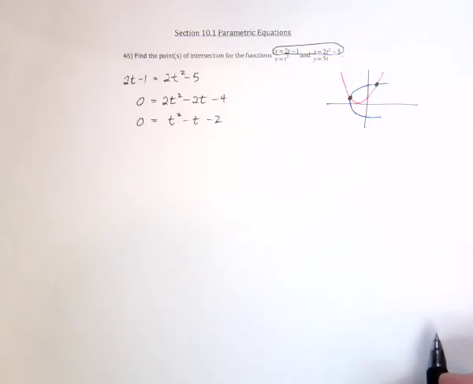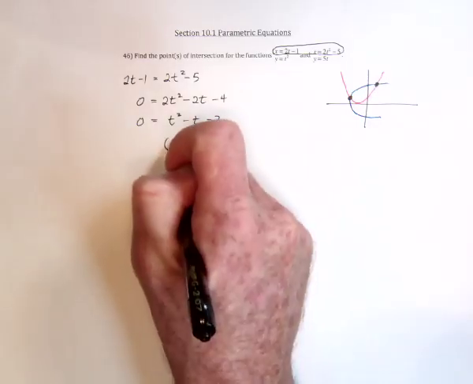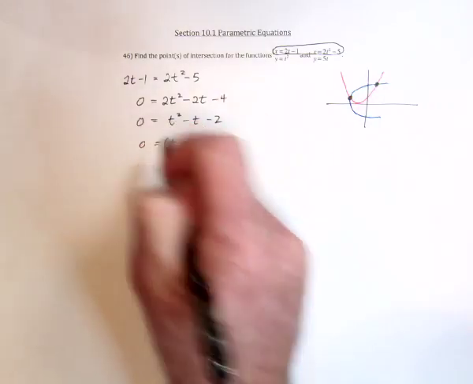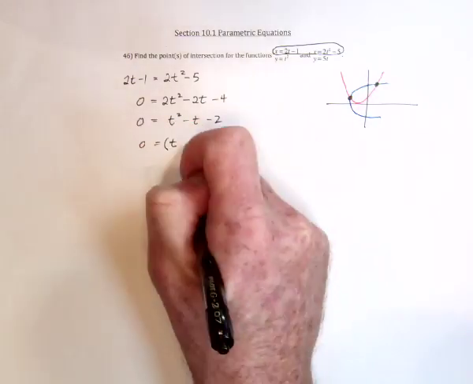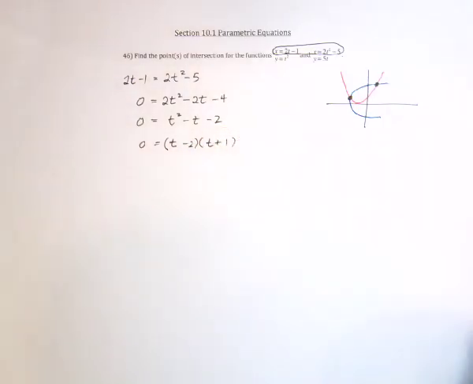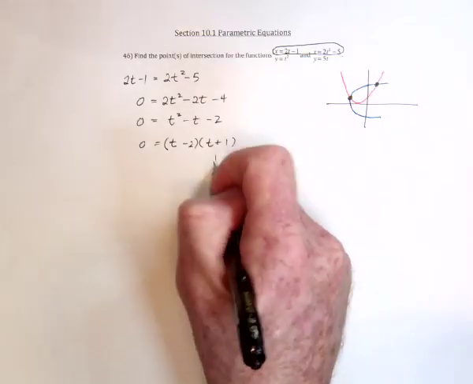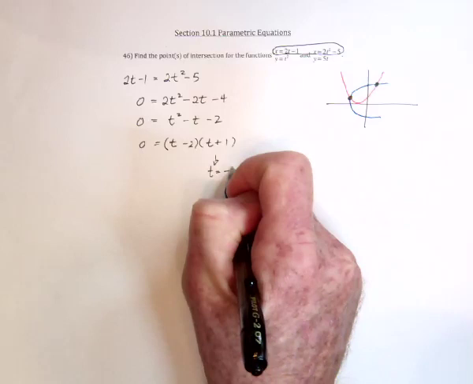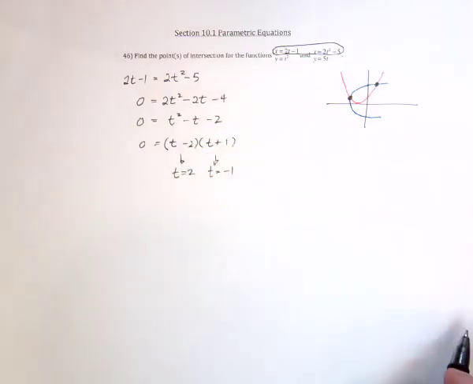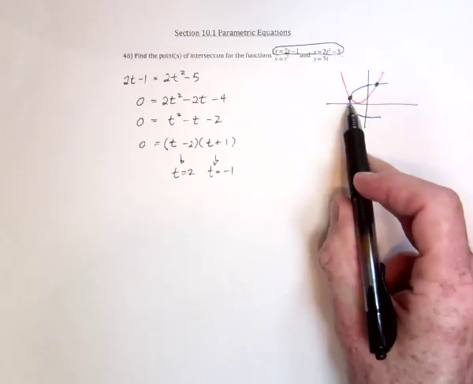Oh my goodness, that even factors. So t, and then for a -2, we'd need -2 times a positive 1, and then the middle term would be -t. Okay, so for this we get t could be -1, t could be 2. So perhaps that right there is going to give us both of these.